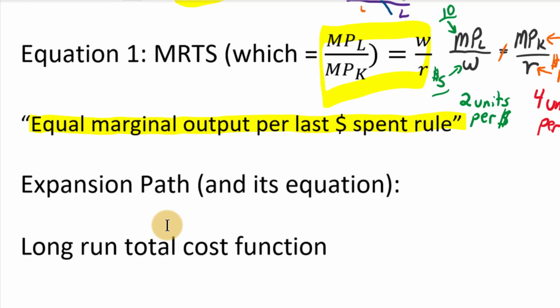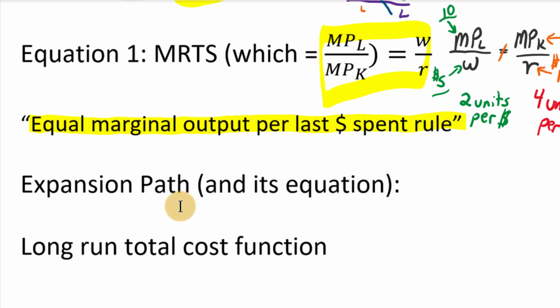Last thing I want to go over in this video, and also getting back to what we did last time to try to refresh our memory a little bit, the expansion path. The definition of an expansion path. What we want to know is, if we're a company and we expand our output, that's what we mean by expansion path. As we expand our output, what does the optimal combination of capital and labor look like?